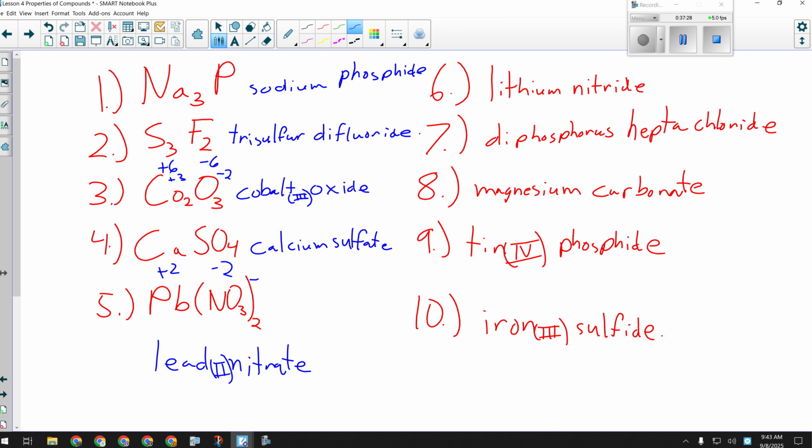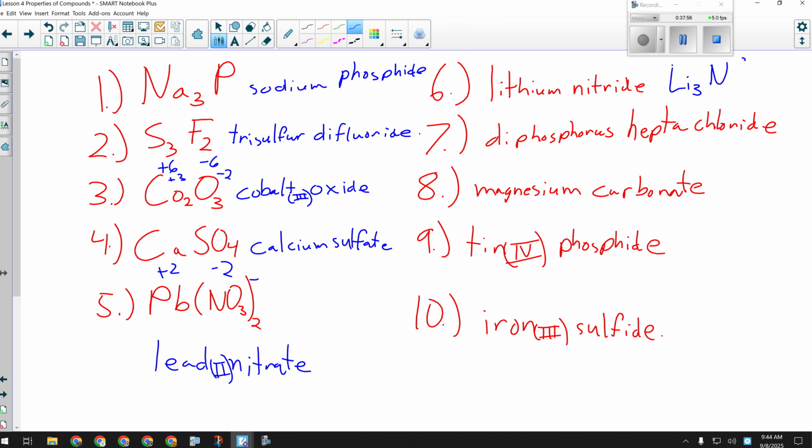Okay, all right, number 6. Okay, we got lithium nitride, ionic or molecular? Ionic. Okay, lithium is a metal. All right, so we got Li, okay, and it's a +1. Nitrogen is a -3. Drop and swap. Okay, Li3N.